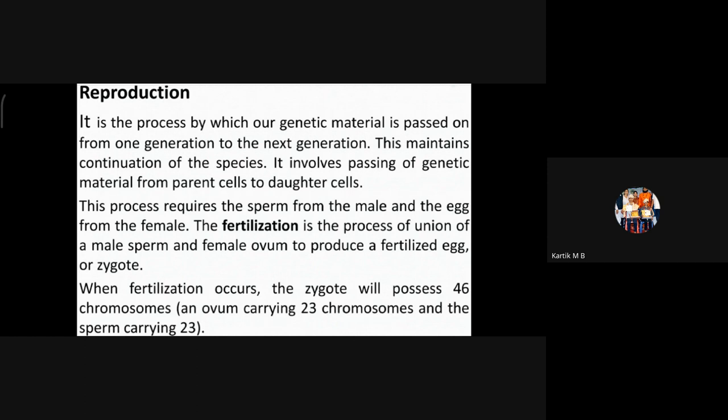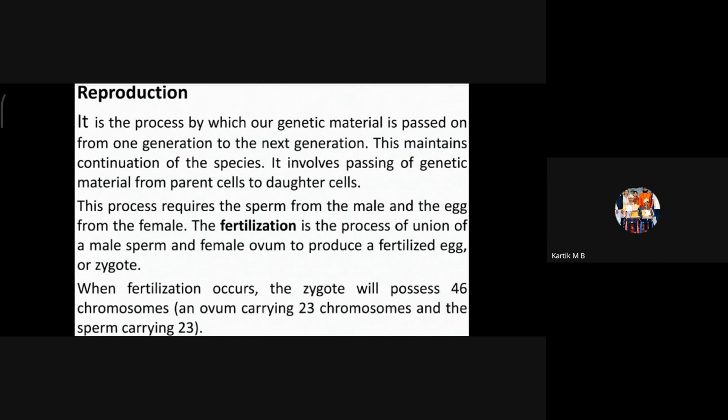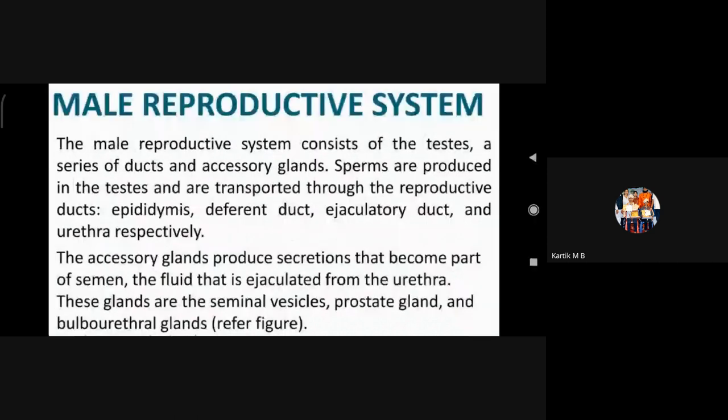Next, we will start from the male reproductive system. The male reproductive system consists of testes, a series of ducts, and accessory glands. Testes is the primary sex organ for the male reproductive system. So, what is the primary sex organ termed as in anatomy?